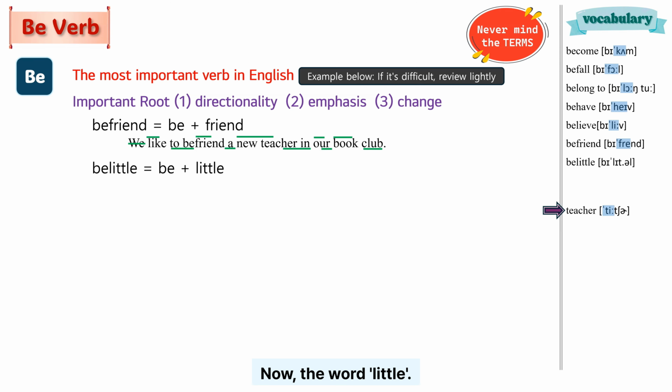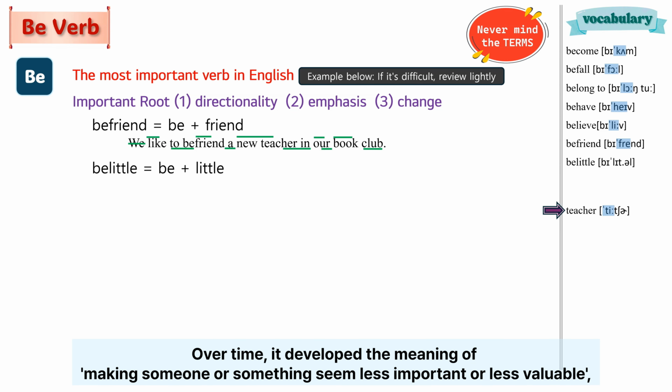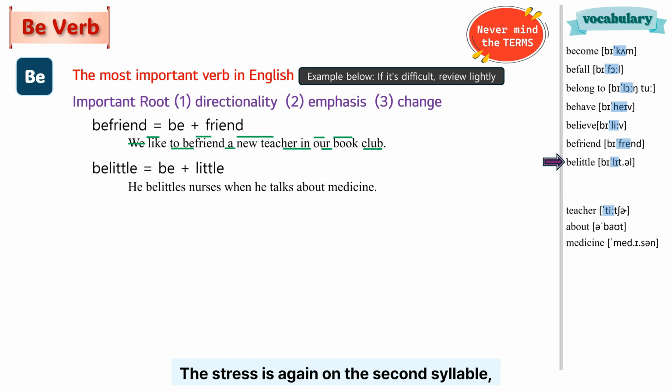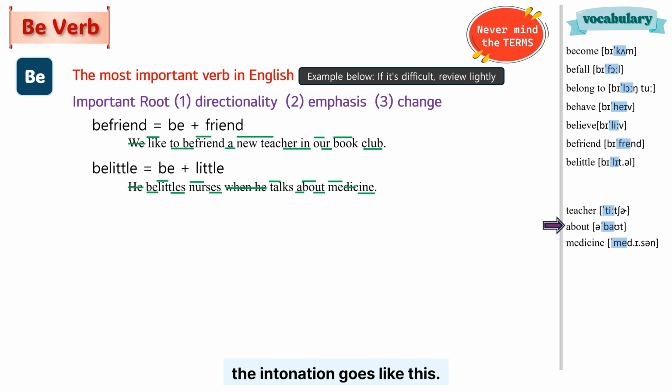Now the word little, again, something everyone knows. This word actually came from the US, not Britain. Over time, it developed the meaning of making someone or something seem less important or less valuable. And it's often used when talking about achievements, opinions, or the existence of people, basically to underestimate. The stress is again on the second syllable, and with the stress from the rest of the words, the intonation goes like this.